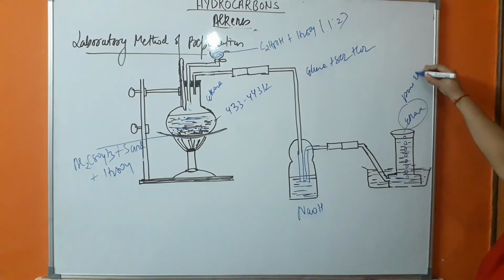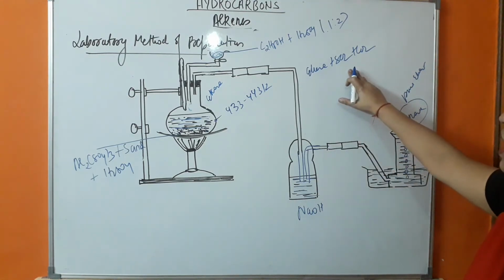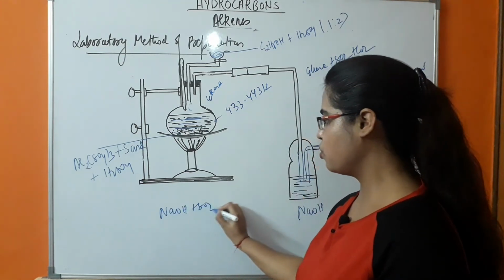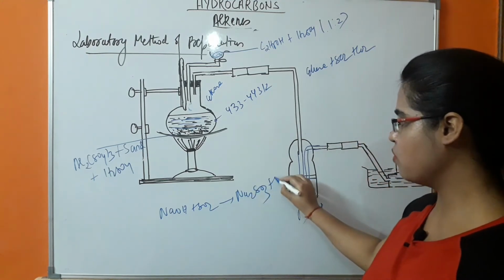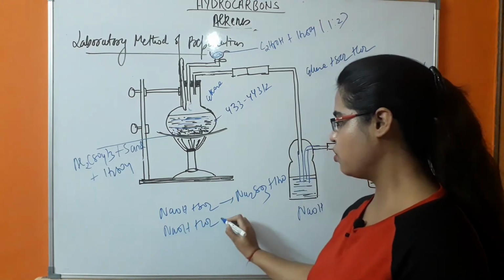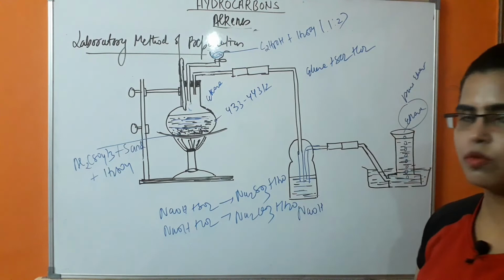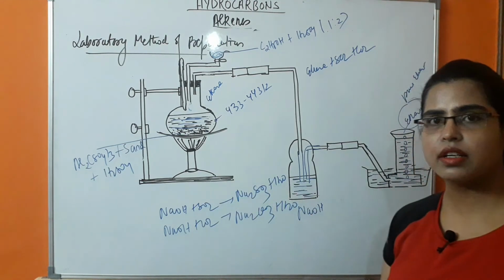So pure ethene will be obtained. Now NaOH is removing this SO2 and CO2. NaOH is reacting with SO2, and there will be formation of Na2CO3 and removal of H2O. Similarly, NaOH reacts with CO2, and there will be formation of Na2CO3, and H2O will be removed. You have to balance the reaction. This reaction is not balanced.